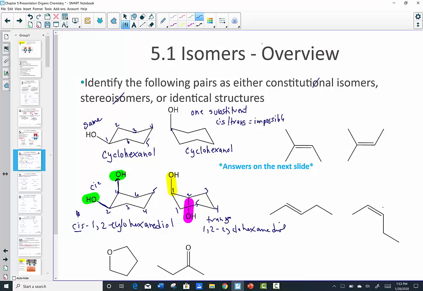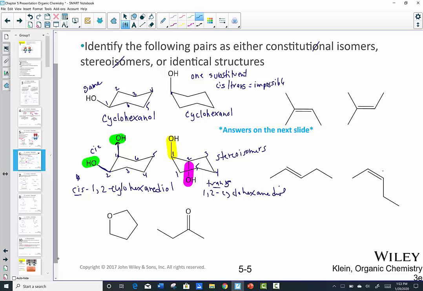Since the cis conformation and the trans conformation are the very definition of stereoisomers, we're going to label those as stereoisomers. Well, let's take a peek at the next one. We'll go working down the page.